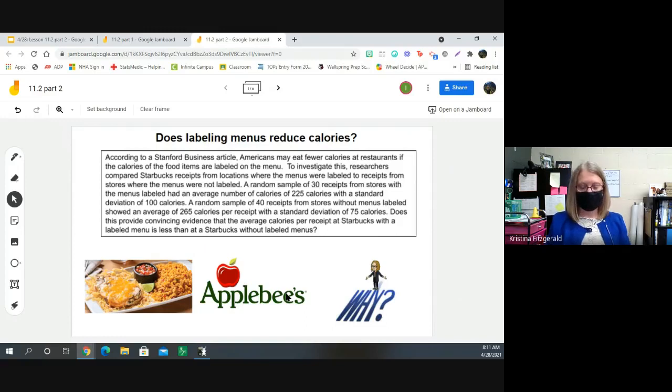So this is actually kind of a big thing because we started labeling menus a while back, and fast food places had to start doing it. This is from a real study. According to the Stanford Business article, Americans may eat fewer calories at restaurants if the calories of food items are labeled on the menu. Researchers compared Starbucks receipts from locations where the menus were labeled to receipts from where the menus are not labeled. A random sample of 30 receipts.